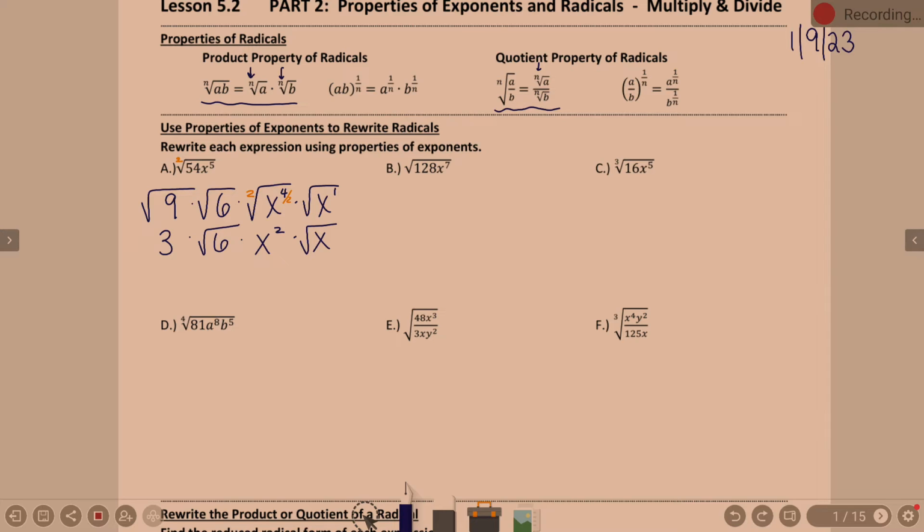Now, when you write this as a final answer, I would put all the pieces we took out of radicals out front and combine the pieces under radicals. So out front, I'm going to have 3 times x squared. What remains under the radical? 6 times x.